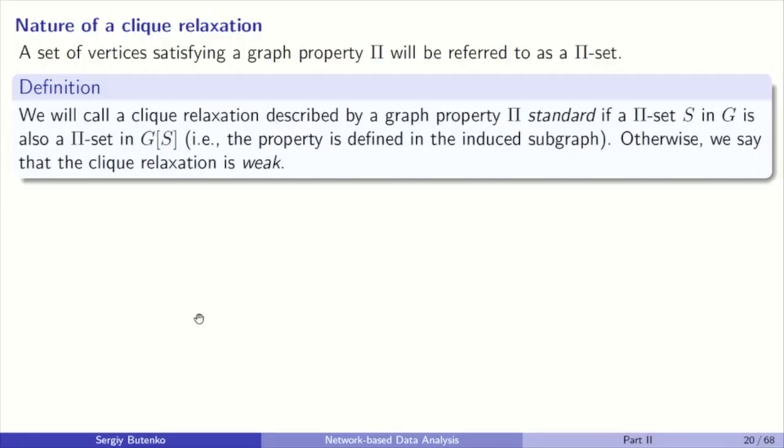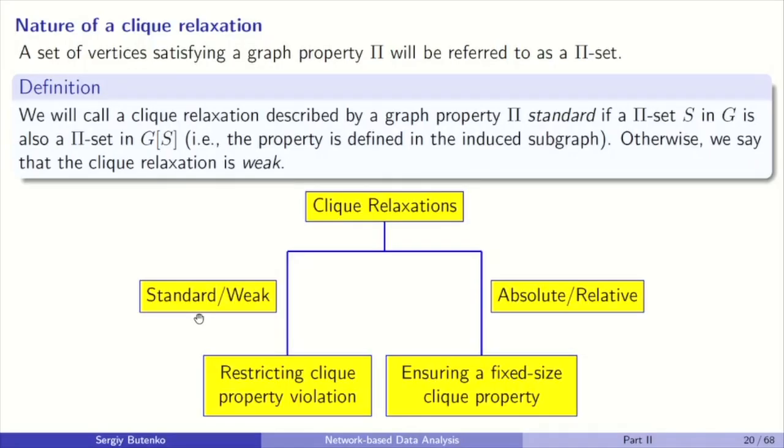Now we'll call a clique relaxation described by graph property pi standard if a pi set S in G is also a pi set in the induced subgraph G of S. So essentially this property is defined for the induced subgraph, right? Defining it for this set in the original graph and for this set in the induced subgraph is the same thing, all right? So in other words, the property is defined in the induced subgraph. Otherwise, we say that the clique relaxation is weak. Weak because we are using outsiders to deal with the issues within the group, right? So that's weak, right? Now we have another block here in this description of the taxonomy, right?